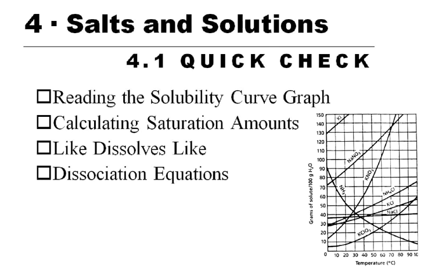Quick check 4.1 involves a couple of different ideas, mostly dealing with solubility. So we're going to be looking at this little solubility chart. We had to learn how to read that solubility chart correctly, and then use the information we find to calculate the amount of solute that can dissolve in any specific solution. Another idea we want to look at is what will dissolve other things, and we talk about like dissolves like. And then the last thing we'll do is to go on and practice with our dissociation equations.